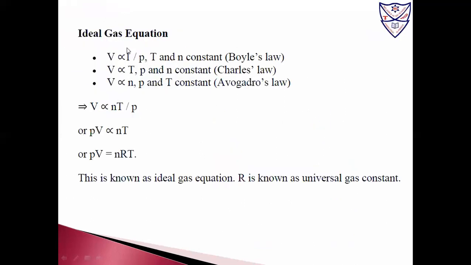So what is the ideal gas equation? When we combine Boyle's law, Charles law, and Avogadro's law, we get one universal ideal gas equation. That is, V is proportional to 1 by P at T and n constant. V is directly proportional to temperature at P and n constant. V is directly proportional to n at P and T constant. Right? We have written all the formulas together. Now add all the things. So V is directly proportional to nT upon P.